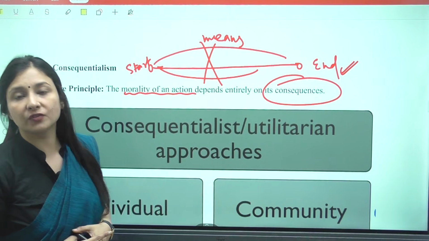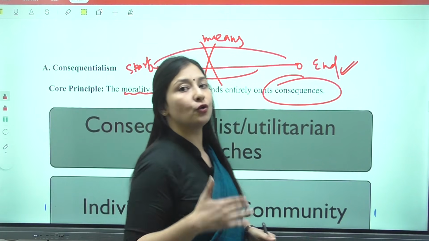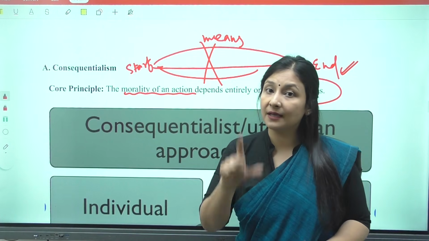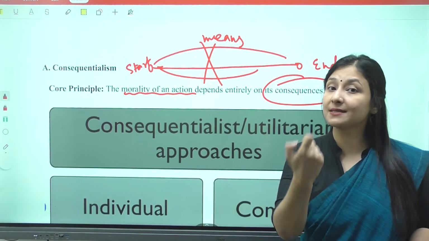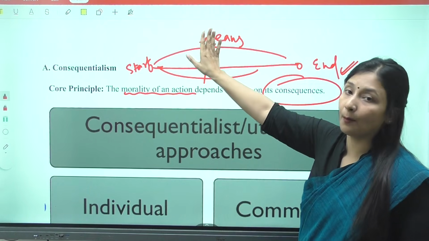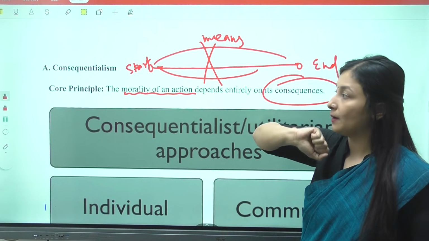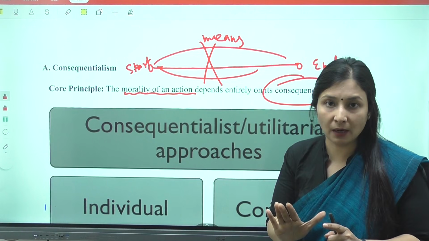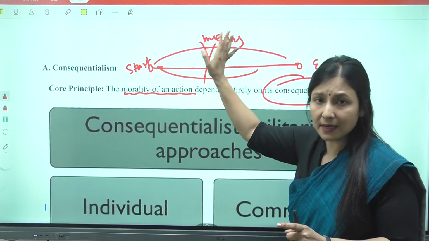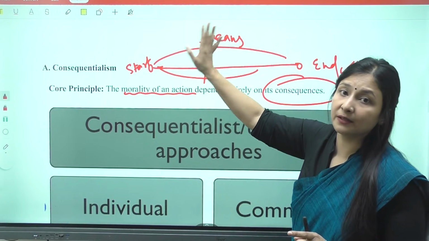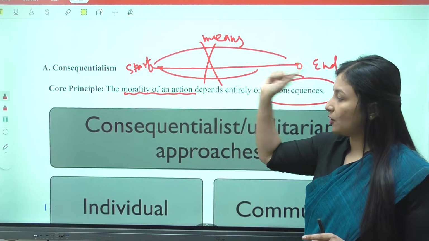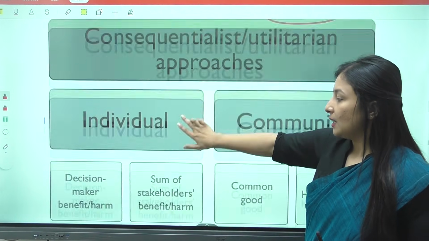After resigning from the Tripuri session, he led to the formation of Forward Bloc in 1940. That is a consequence-based approach where you are not caring about the means. Is it clear? Similarly, it is Mahatma Gandhi who takes care of the means. He says that the means has to be as pure as the ends. Is it clear? Now coming back to consequentialists.